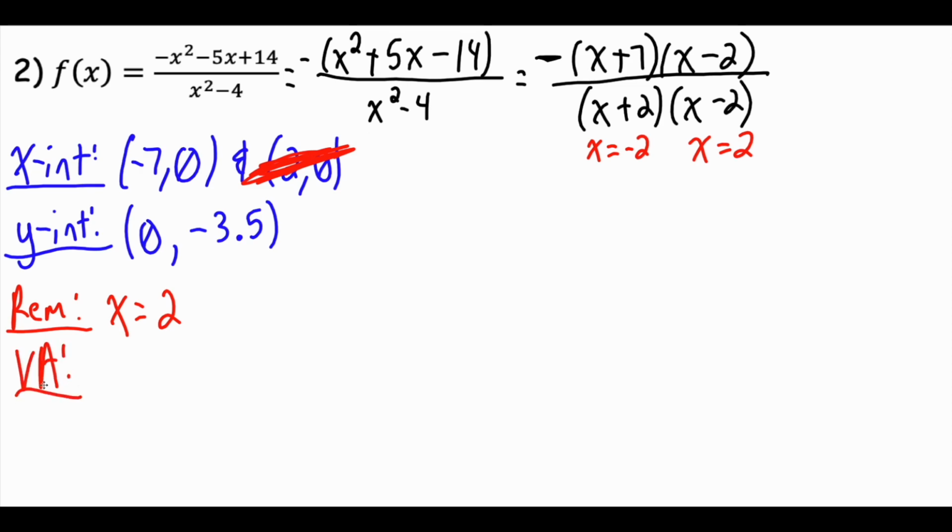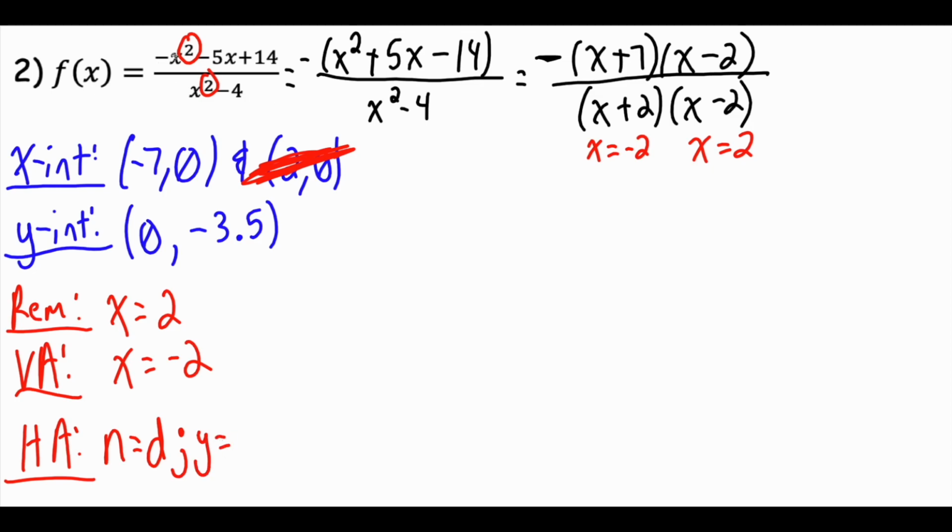Vertical asymptote, in this case, the other one is just a -2. Okay, that's the other value where the denominator was 0, but does not have a matching pair up top. Horizontal asymptote, I'm coming back to the original. We have matching exponents, so the highest exponent on the numerator is equal to the denominator. So I'm dividing the coefficients. So -1 divided by 1 is -1.